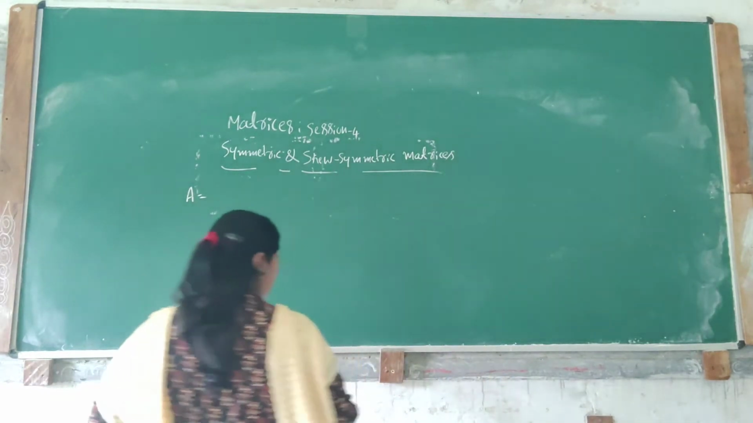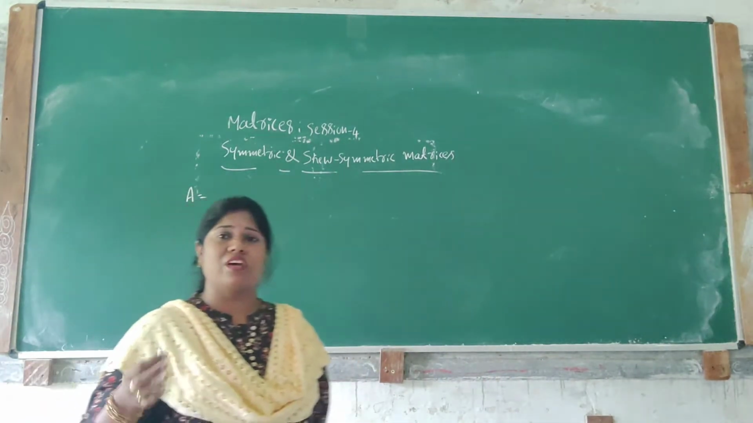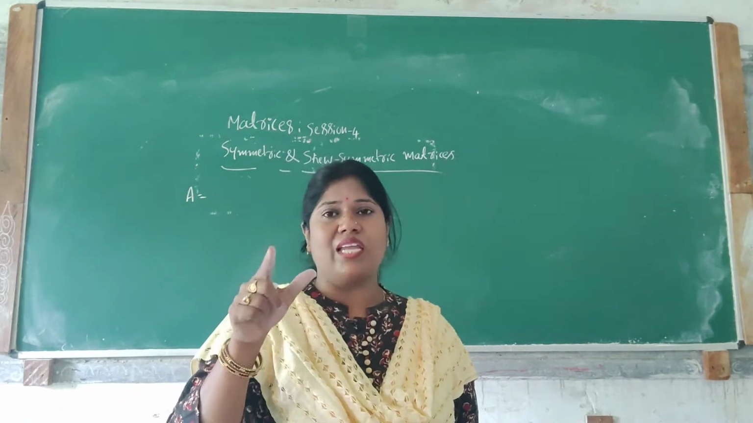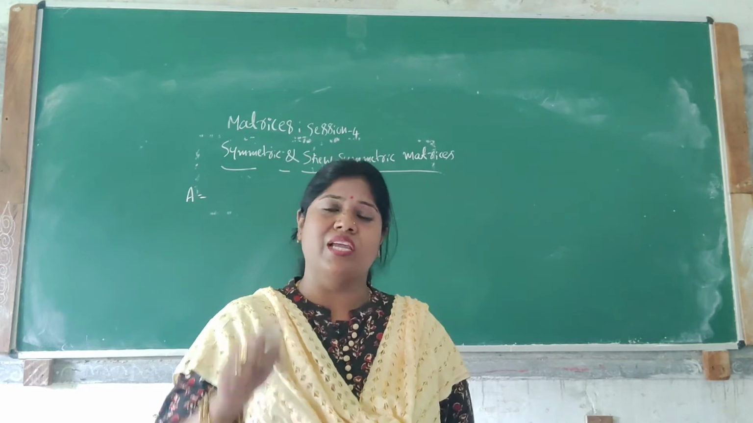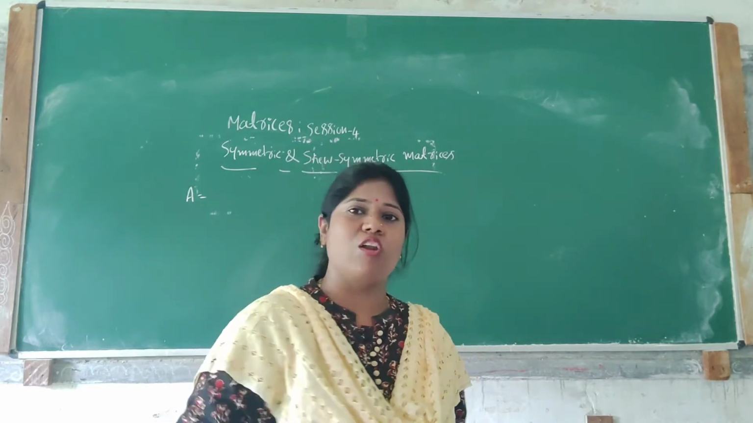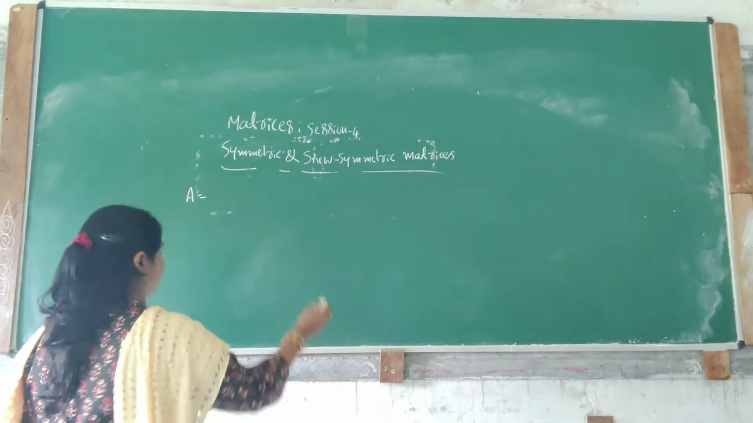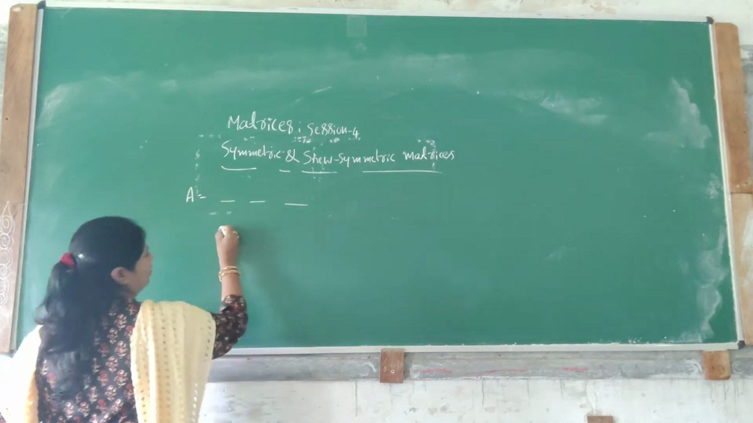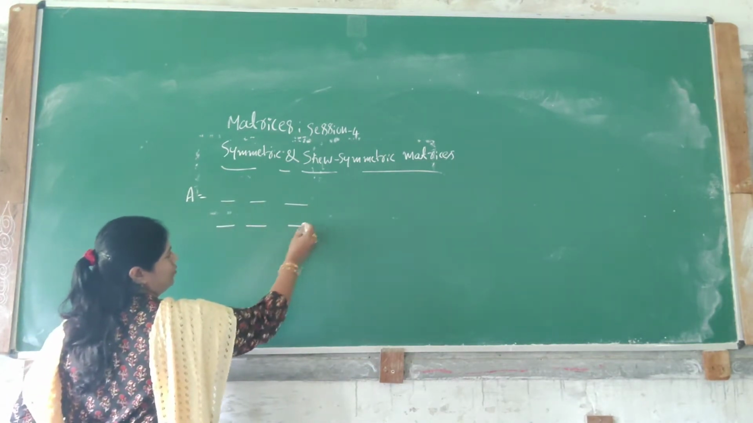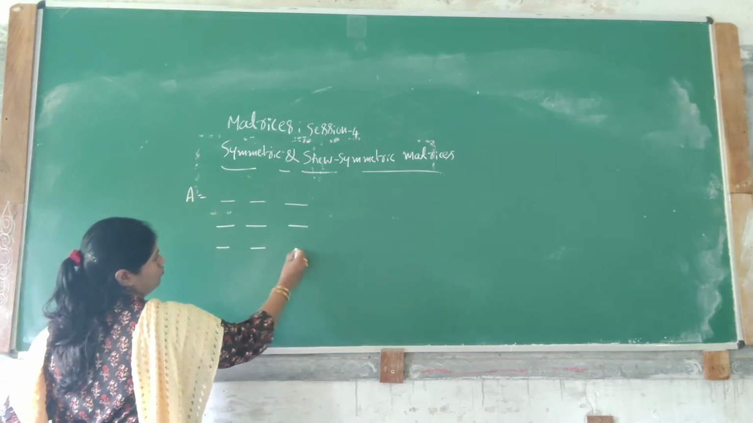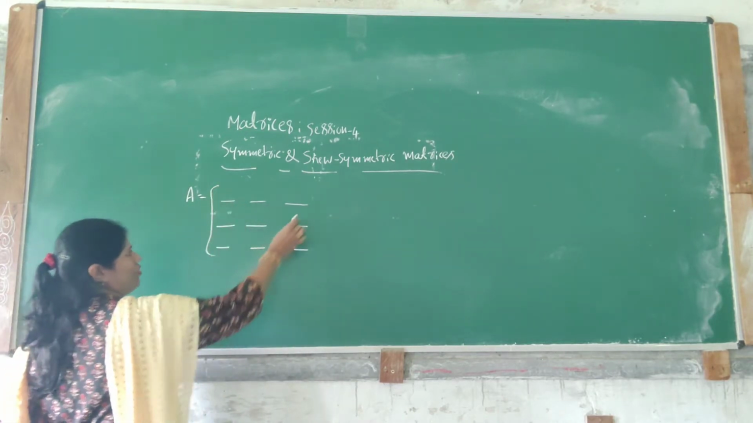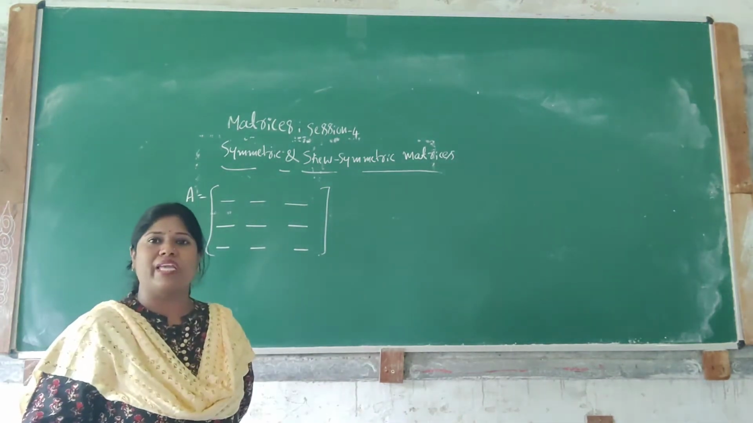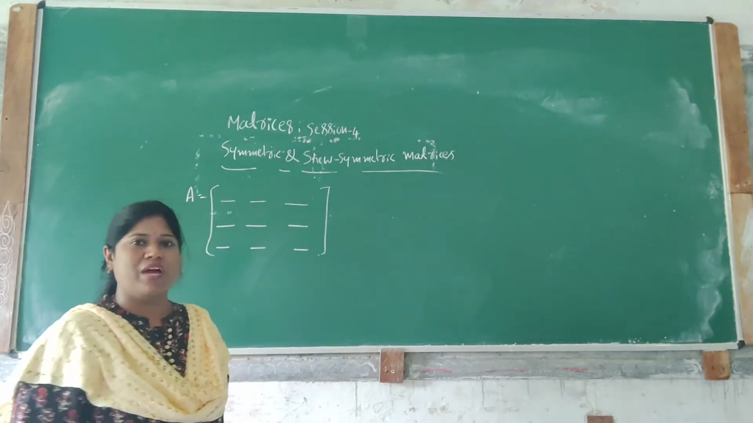In a third order matrix, how many elements will there be? There are 9 elements in a third order matrix, that is, 3 rows and 3 columns. We have to write it like this. We will fill the blanks. A square matrix we put in a square bracket, or a common bracket, or a pair of double bars.